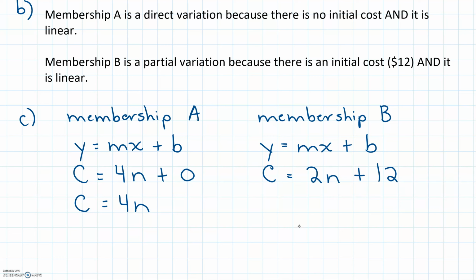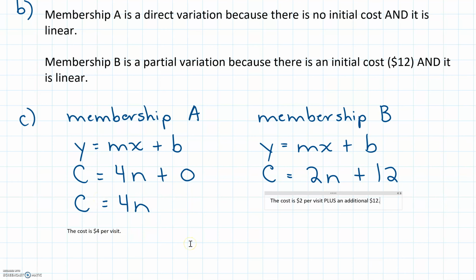So again, if you want to write the sentence that represents these two equations, I think it might help just a little bit. So I'm just going to type them out real quick. This equation means that the cost is $4 per visit. That's it. And this equation is the cost is $2 per visit plus an additional $12. So this one does have an initial value, and question C does not have an initial value.